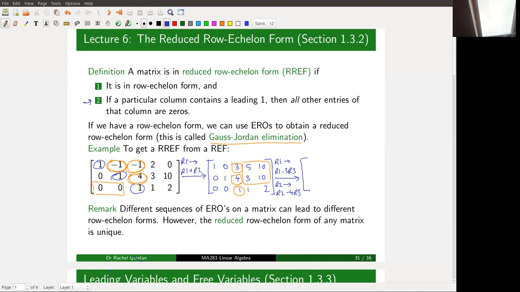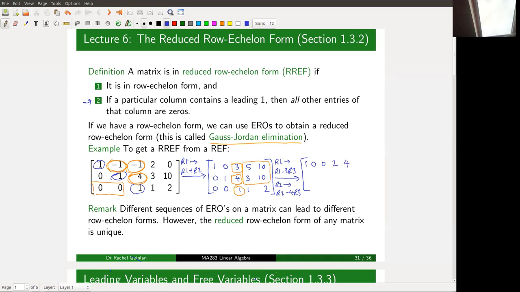So away we go. Row 1, we're subtracting 3 times row 3. So we're going to get 1 minus 0, 0 minus 0, 3 minus 3, that's the 0 that we want, 5 minus 3 times 1, that's 2, 10 minus 3 times 2, that's 4.